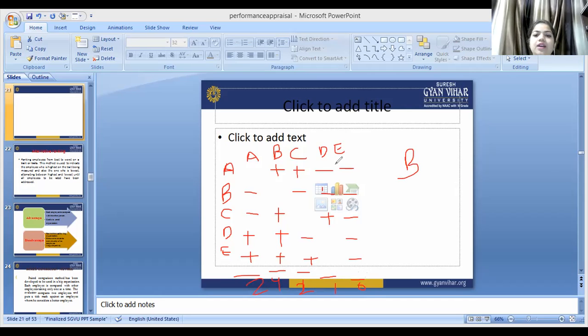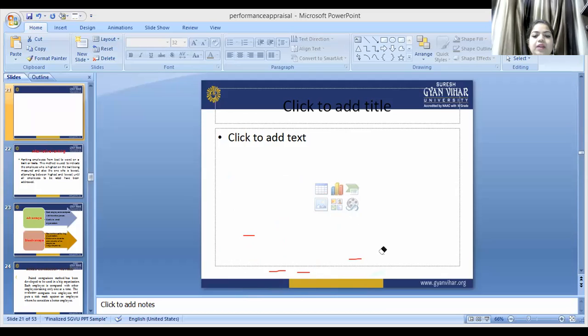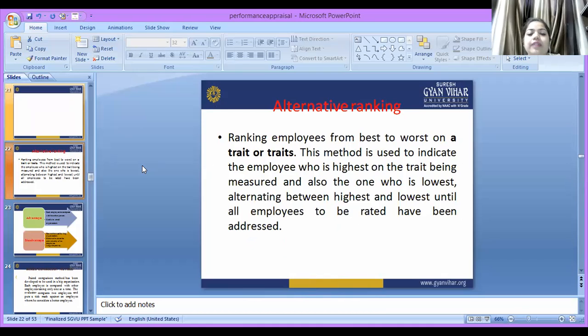I hope you understand it through the example. So this is the paired comparison method in which we can easily compare each employee with the others at one time, at a single time basically. So next we will read about the next ranking method, that is alternative ranking. Ranking employees from best to worst on a trait. That means the alternative ranking method says that we can rank them.